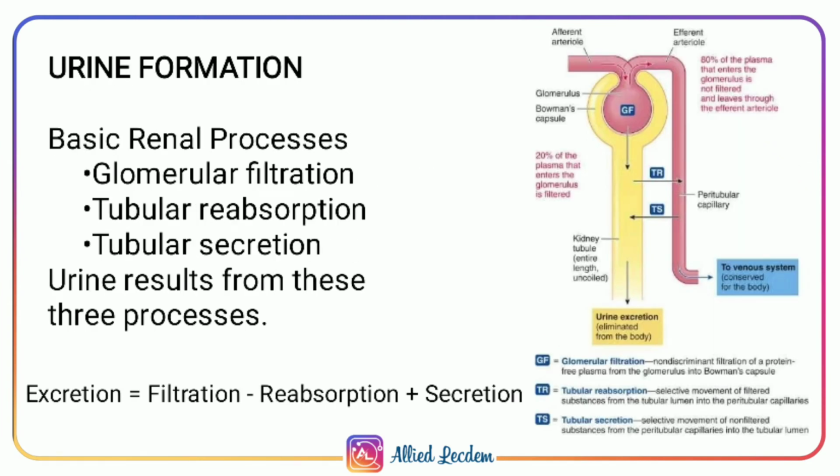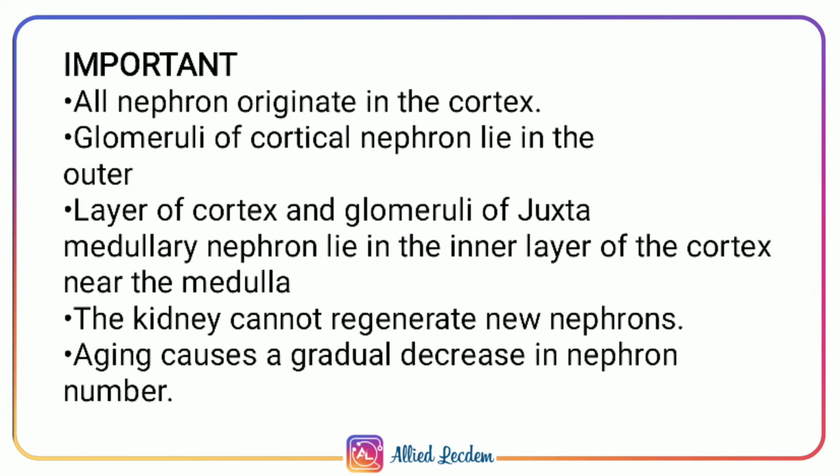We see a short note on urine formation. The basic renal processes are glomerular filtration, tubular reabsorption and tubular secretion, and the urine results from these three processes. Excretion is equal to filtration minus reabsorption plus secretion. The important points about nephron: all nephrons originate in the cortex. Glomeruli of cortical nephrons lie in the outer layer of cortex and glomeruli of juxtamedullary nephrons lie in the inner layer of cortex near medulla. The kidney cannot regenerate new nephrons. Aging causes a gradual decrease in nephron number.